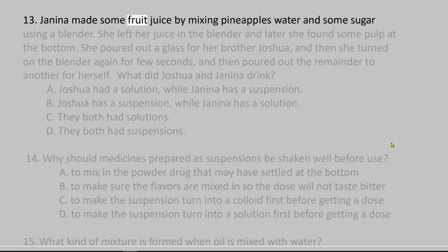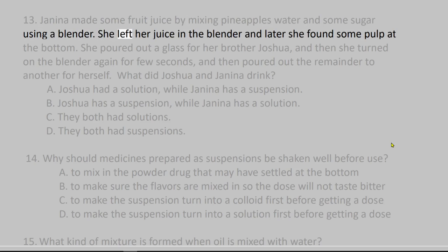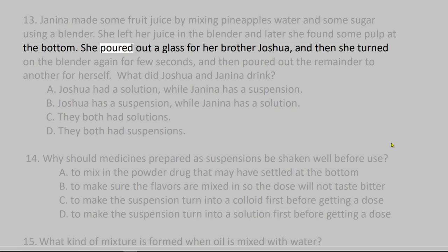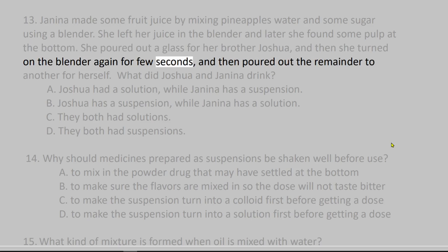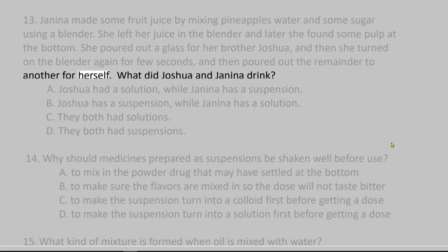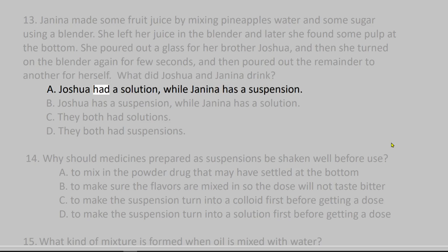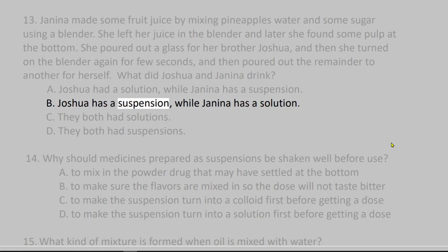13. Janina made some fruit juice by mixing pineapple, water, and some sugar using a blender. She left her juice in the blender and later she found some pulp at the bottom. She poured out a glass for her brother Joshua, and then she turned on the blender again for a few seconds and poured out the remainder for herself. What did Joshua and Janina drink? A. Joshua had a solution, while Janina has a suspension. B. Joshua has a suspension, while Janina has a solution. C. They both had solutions. D. They both had suspensions.